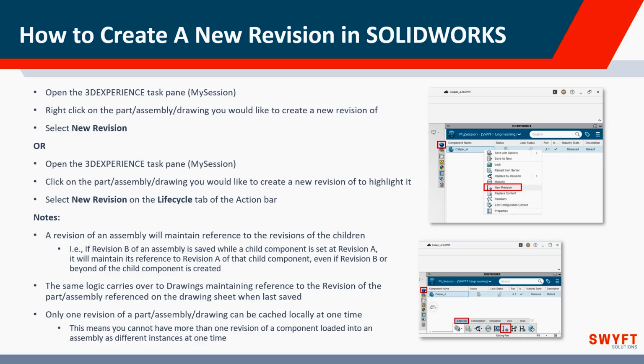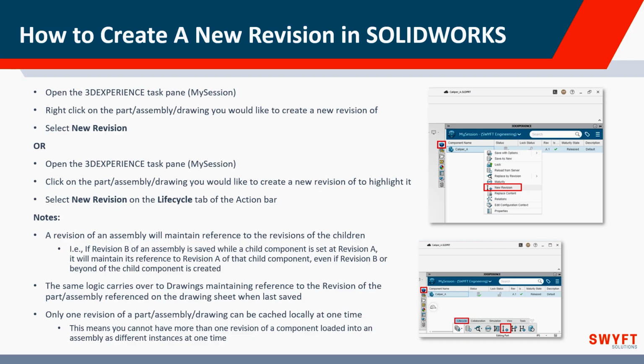So it maintains the reference of which revision was used in this revision of the assembly of all the components within it. This same logic carries over to drawings. So the drawing will remember which revision of this part assembly on here was used when I'm at this revision of the drawing. And then only one revision of a part can be cached locally.